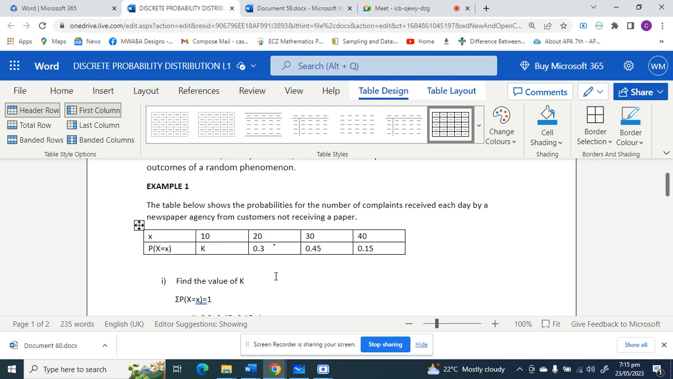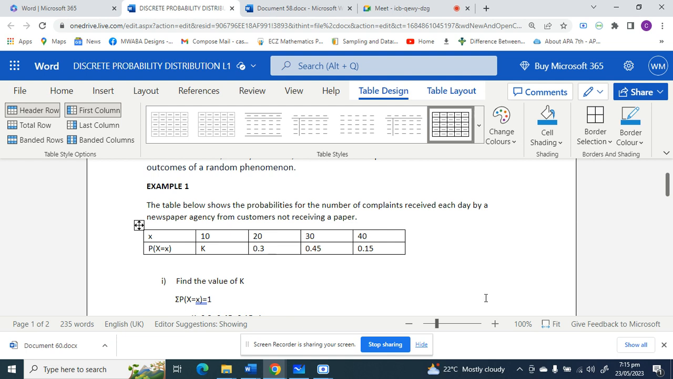So always remember probabilities, whenever you're totaling up probabilities, they always equal 1. All right. And when you're finding your values for probability, your answers have to be between 0 and 1. Any number above 1, that's not possible. All right. 1 represents 100%. Okay. So here they've told us find the value of K.